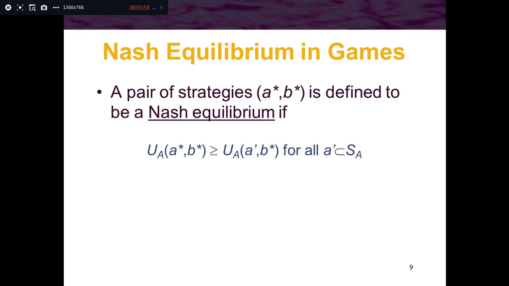So a pair of strategies A-B is defined to be a Nash equilibrium if the utility of A, the utility being the payoff or the satisfaction from the game, the utility of A with strategy A and strategy B is greater than the utility of A otherwise; that is, A's best strategy is A when B plays B, for all A an element of strategy set A. The same is true for B.